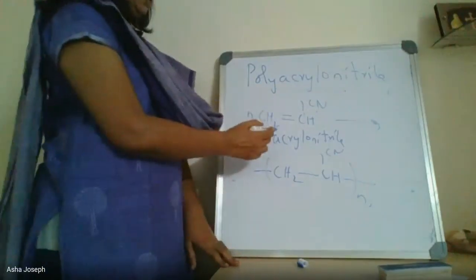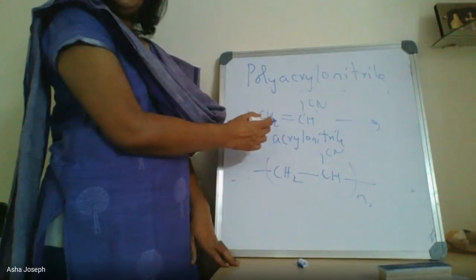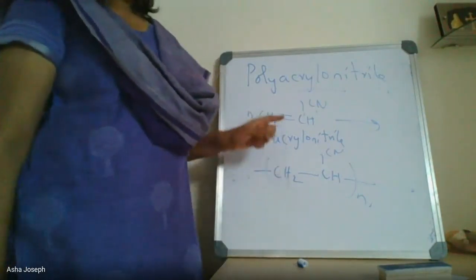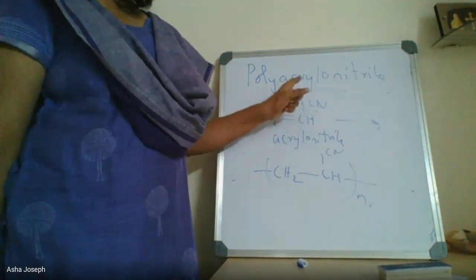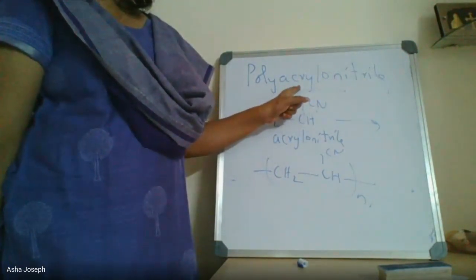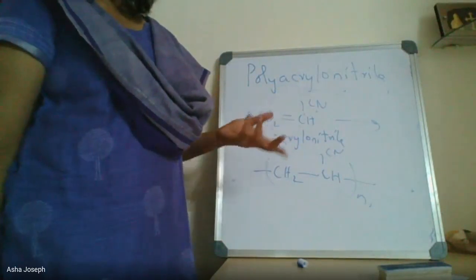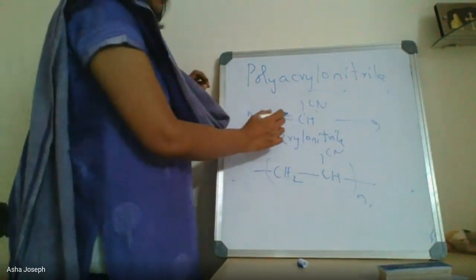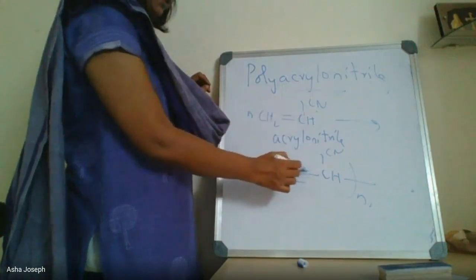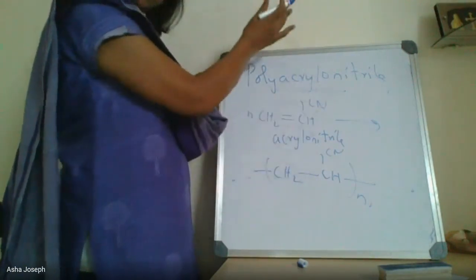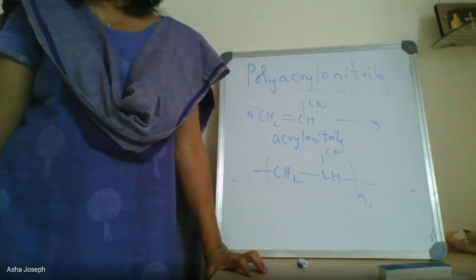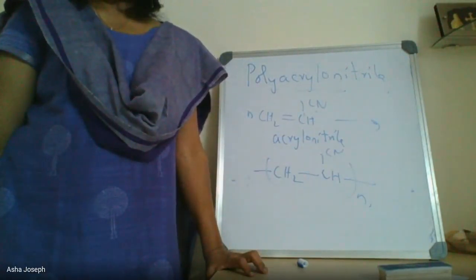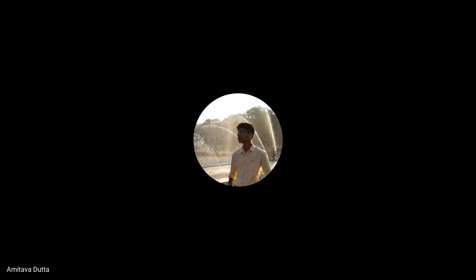Ma'am, can you explain that again? The monomer is acrylonitrile. Acrylonitrile again from ethene. Ethene is CH2=CH2. One H of ethene is replaced by CN. That is the monomer. So n times. How to write the polymer? We will remove the double bond. I put it as a single bond. CN is up only, n times. Okay? Okay, got it, ma'am.